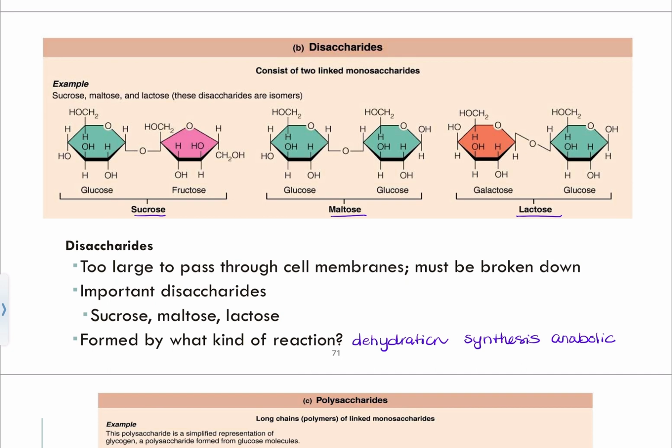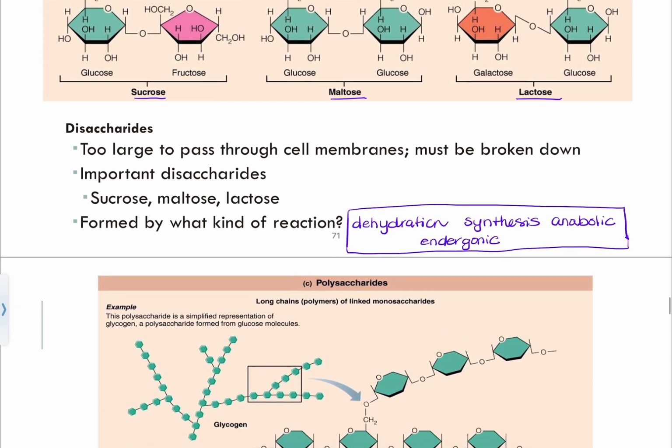And anytime we're building something up from smaller pieces, that means that it's going to require energy, which means that it's endergonic. So those are some terms that we can use to talk about formation of these macromolecules from their simple monomers. Again, this does not just apply to carbohydrates, it's any of these macromolecules that we're discussing.